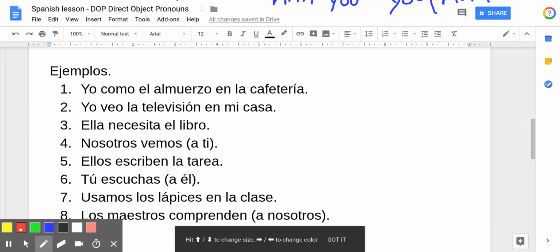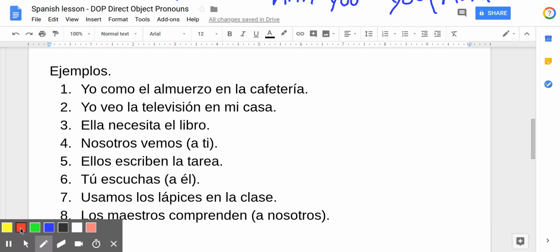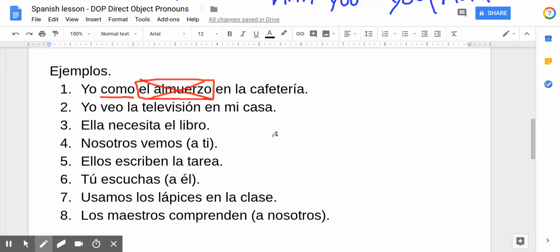Now, when you're using these pronouns, what you have to do is first find the noun that I want to turn into the direct object pronoun. So the noun that you're going to change is directly receiving the action of the verb. So if I were to look at this first sentence, where's the verb? Oh, it's right here. Yo como, I eat. So to find the direct object noun, I have to look and find what's being eaten. So what's being eaten is el almuerzo. That's the lunch. So I'm going to take el almuerzo out of the sentence, and I'm going to turn it into the word it. So I can say I eat it in the cafeteria.